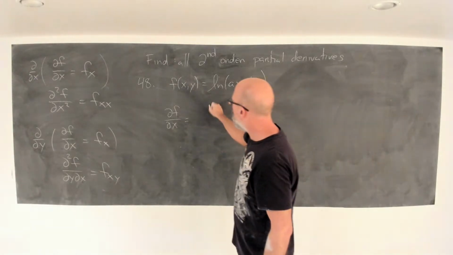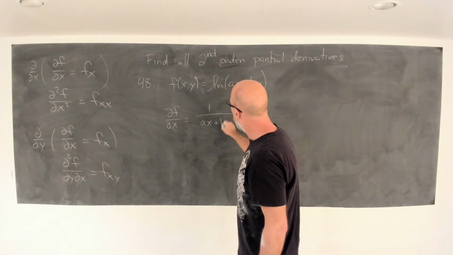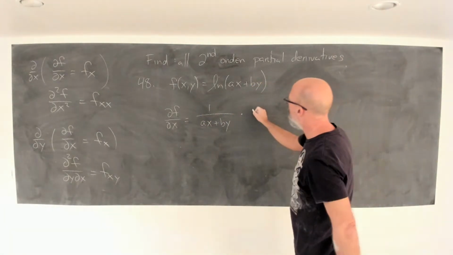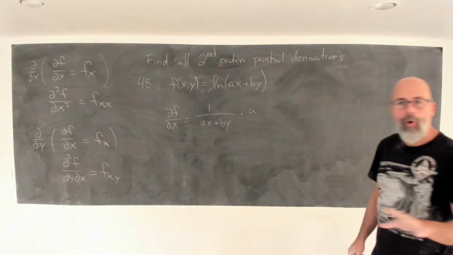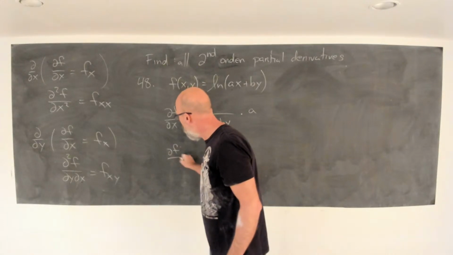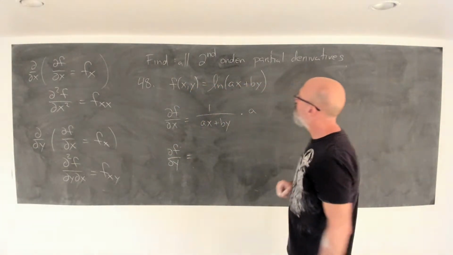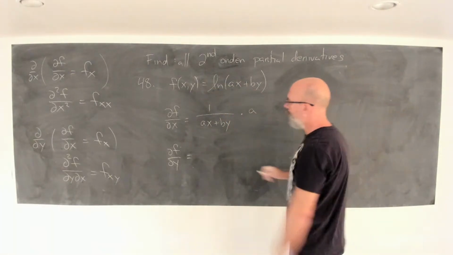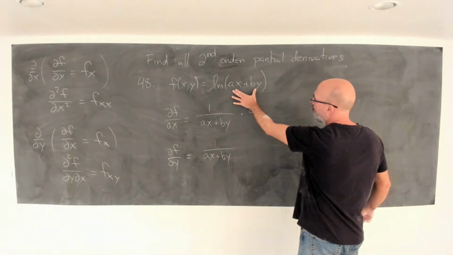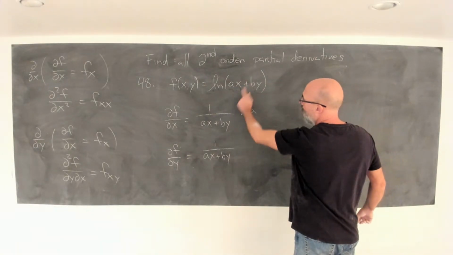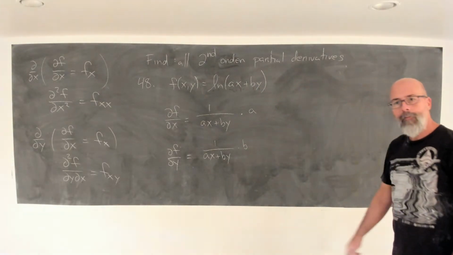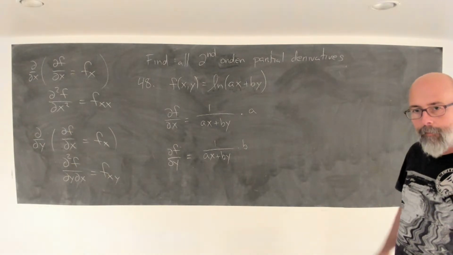Derivative of ln, you know what that is. It's 1 over, times the derivative of the inside with respect to x, right? So the derivative of ax is a. Derivative of by, there's no x there. Derivative is 0. Similarly, df/dy. Still have ln. So derivative is 1 over, times the derivative of the inside. No y here. This is constant. Derivative is 0. Derivative of by is b. Differentiate again.